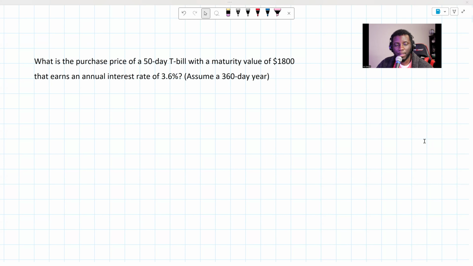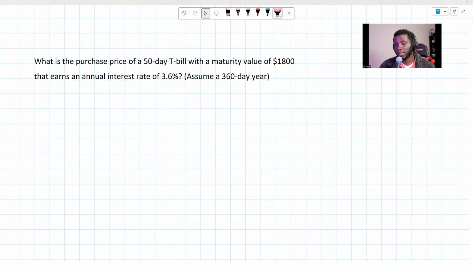Hello. Today we have another finance question, and it reads, what is the purchase price of a 50-day T-bill with a maturity value of $1,800 that earns an annual interest rate of 3.6%? And we're asked to assume a 360-day year for simplicity's sake. To answer this question, there are a few things to consider.